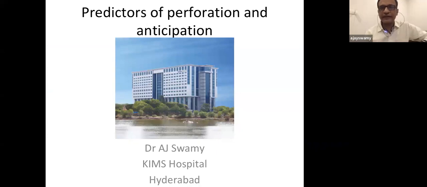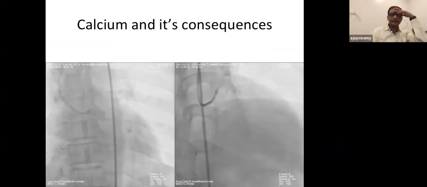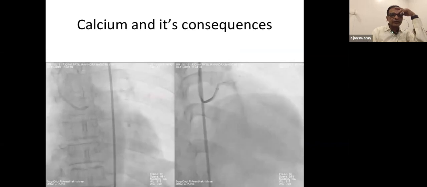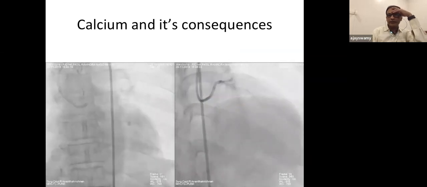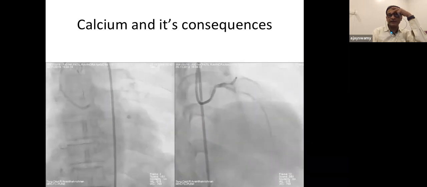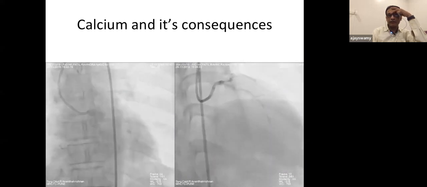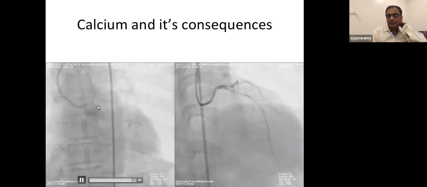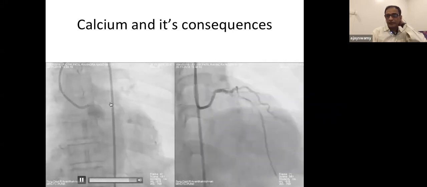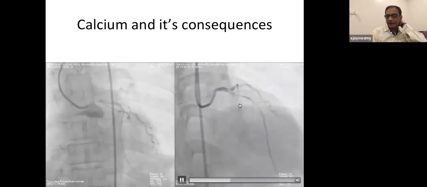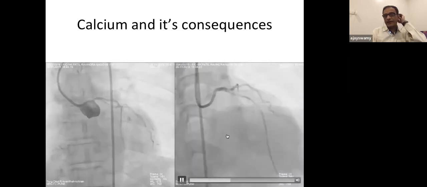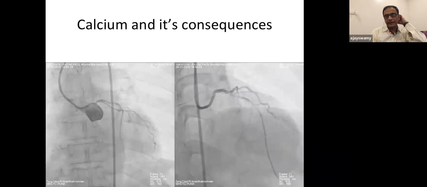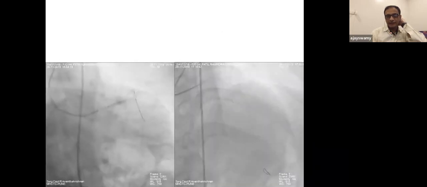This is a little short presentation on predictors of perforation and anticipation. So this is the story of one 68-year-old male who's taken up for an angioplasty to the mid LAD. You can see there's quite a bit of calcium on the left prior to the contrast coming in. I don't know if it's visible on your screens, but the proximal LAD is quite heavily calcified. There's tram track calcium, and the mid LAD has got some calcium as well, but not so bad. And it was thought that this can be easily tackled.